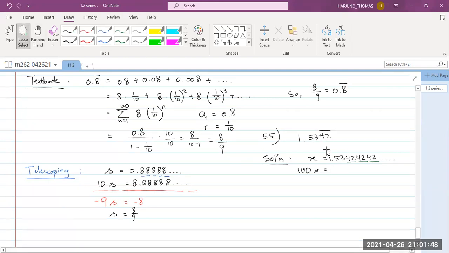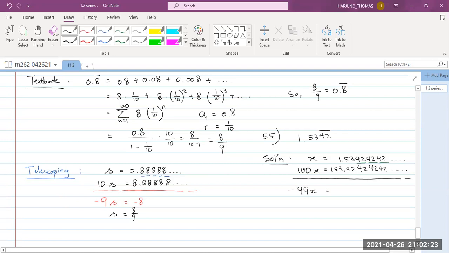Let me move this a little bit to the right so that I can have a better visual for the next line. So if I multiply by 100, I will get 153.42424242 and on, right? I move the decimal point twice to the right. Now I will subtract this. I will get negative 99x is equal to, I subtract backward, negative 98110.